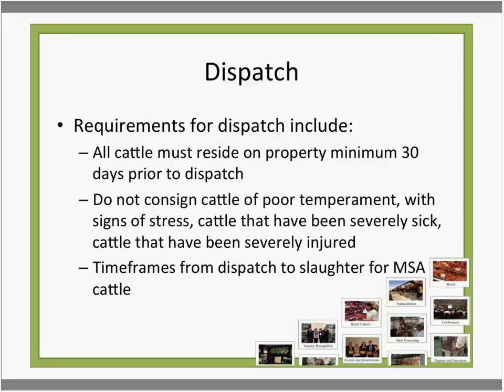So the requirements around dispatch that MSA has are to have animals on property for a minimum of 30 days prior to dispatch, to ensure that you're not loading animals with a poor temperament, because obviously they cause problems, but also stress other animals out. Ensure that there are no sick or injured animals there, and all of those requirements are also in the fit to load guidelines that they put out.